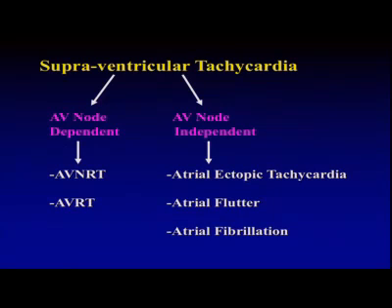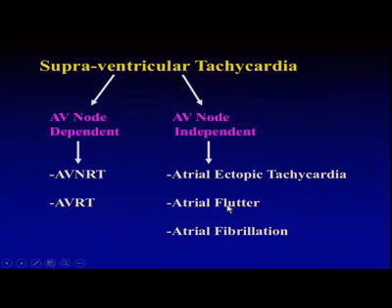So let's first start with the term supraventricular tachycardia. This is something I'm sure you're all familiar with. When I think of supraventricular tachycardia, I try to split up that disease pathology into two categories, essentially. One is the pathology that's AV nodal dependent, and the other is the pathology that's AV nodal independent. And of course, the AV nodal dependent types of SVT are AVNRT, which stands for atrioventricular nodal reentrant tachycardia, and AVRT, atrioventricular reentrant tachycardia. We'll talk about what those mean in a moment.